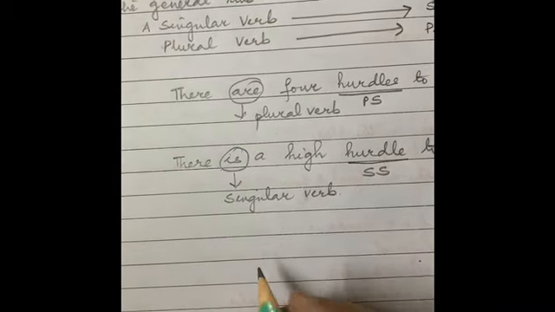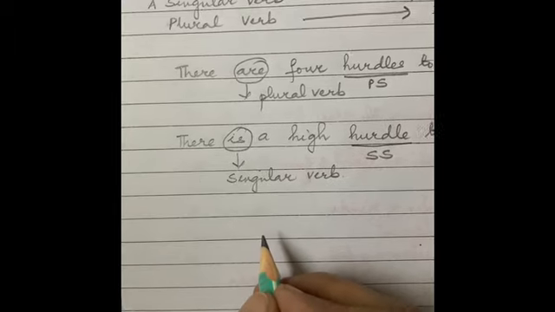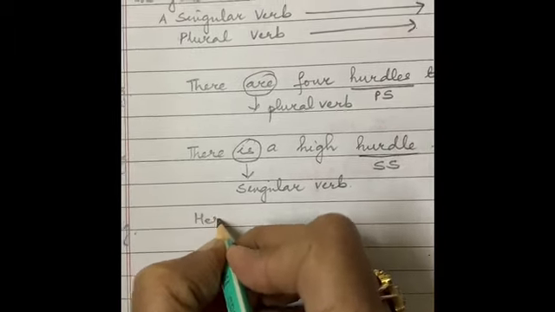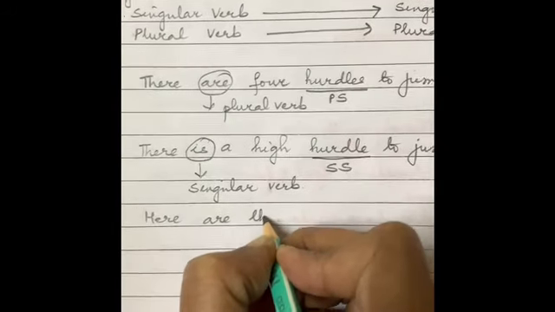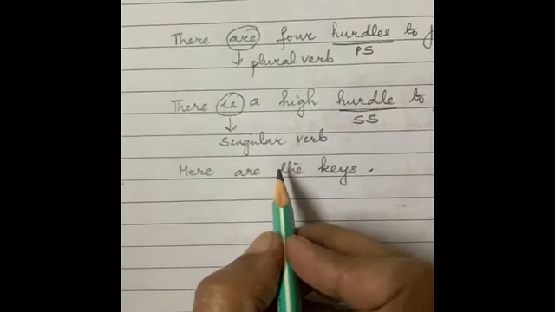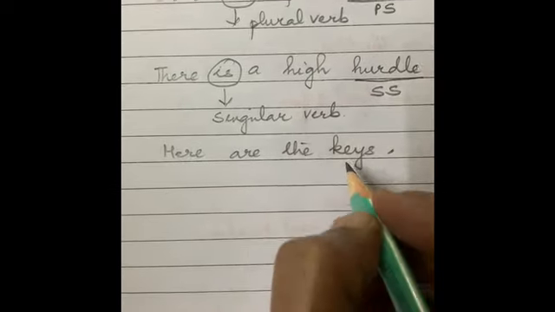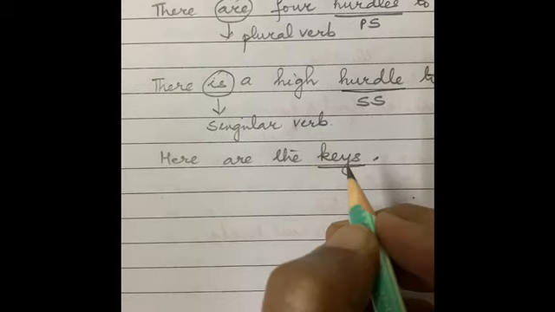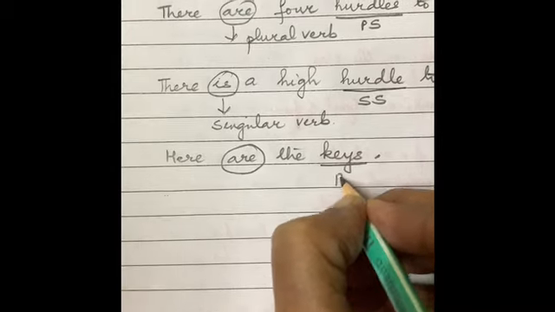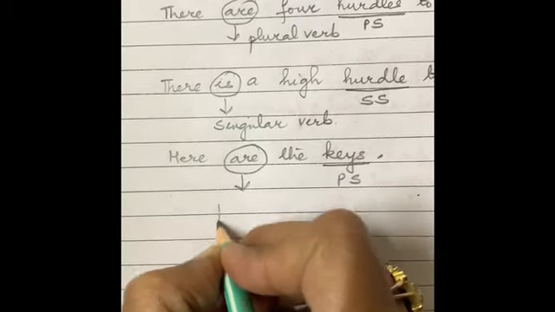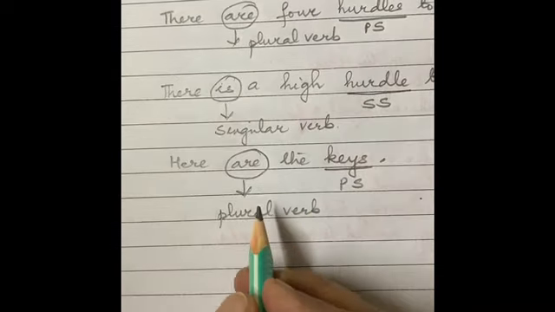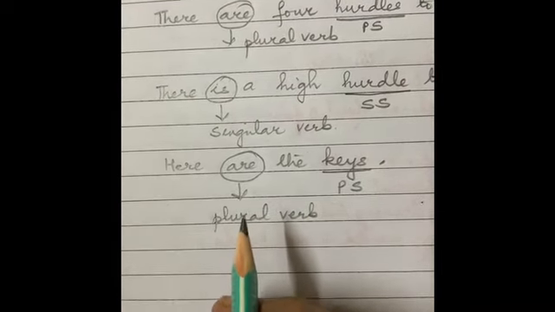Okay. Let's look into one more example of this kind. Here are the keys. Now, for the plural subject keys, we use the plural verb are. Plural subject, plural verb. So, this is rule number 5.